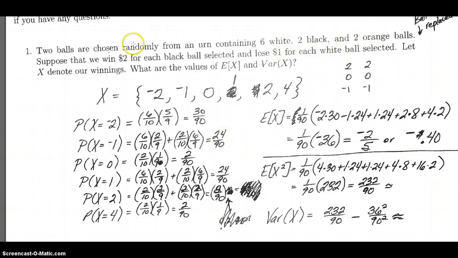6 white, 2 black, 2 orange, $2 for each black, lose $1 for each white. X is our winnings, and just to clarify, winnings means the total amount that you're winning or losing. So winnings could be a negative number. What are the expected value of X and the variance of X?